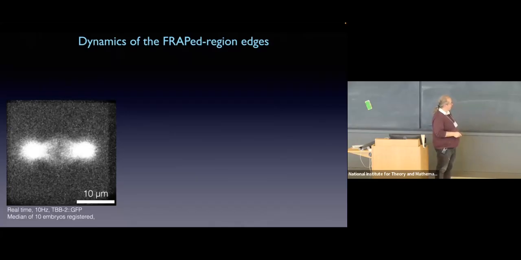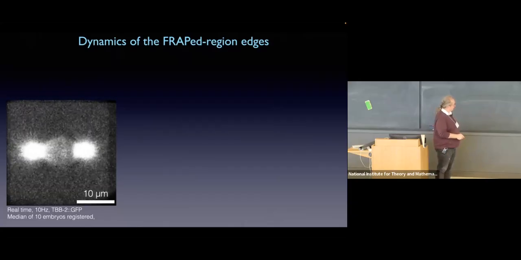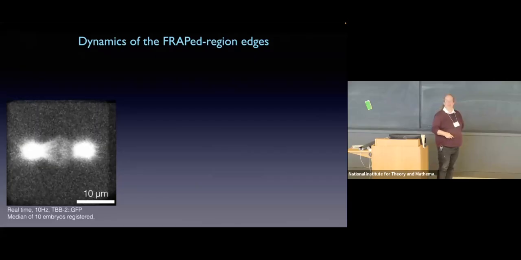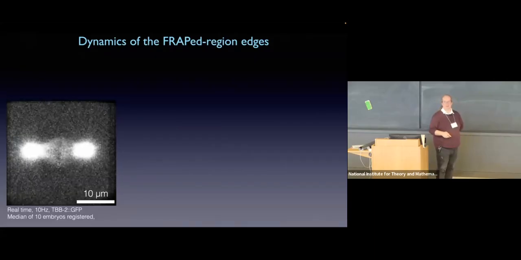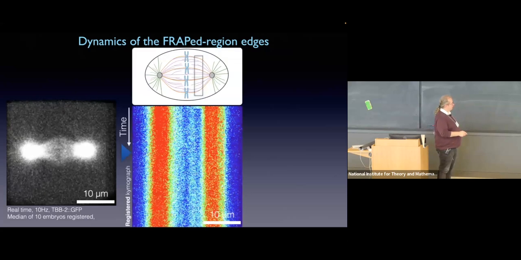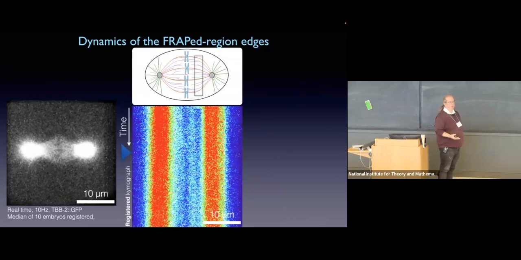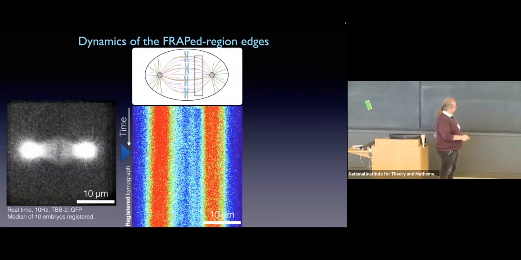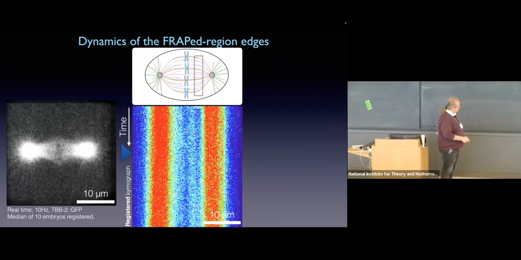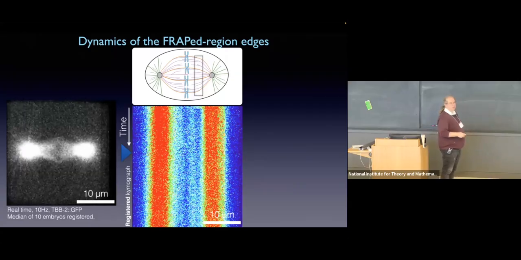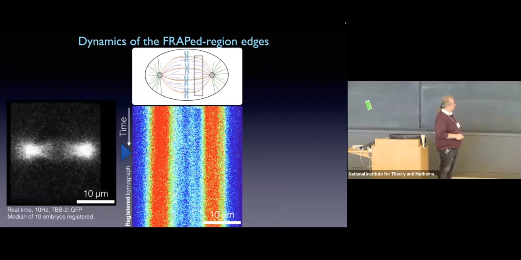And so to make things clearer, we took the median pixel by pixel of 10 embryos registered on the bleach area. And you see here the bleaching and the recovery. We wanted to quantify that, so we took the fluorescence profile along the spindle axis. We can pile up this profile over time, and we have a kymograph. In this kymograph, you see the red lines, which correspond to the very bright centrosomes. You see a dark line in the middle, which is the shadow of the chromosome, where there is no microtubule.